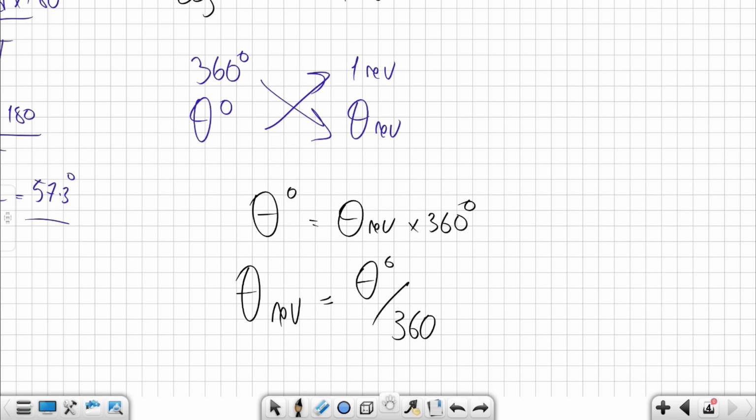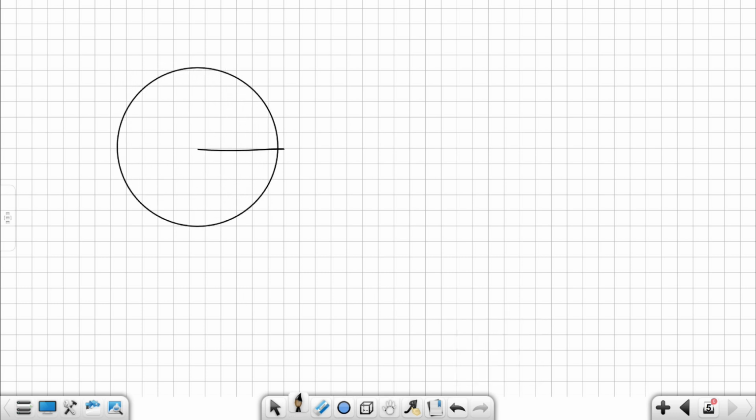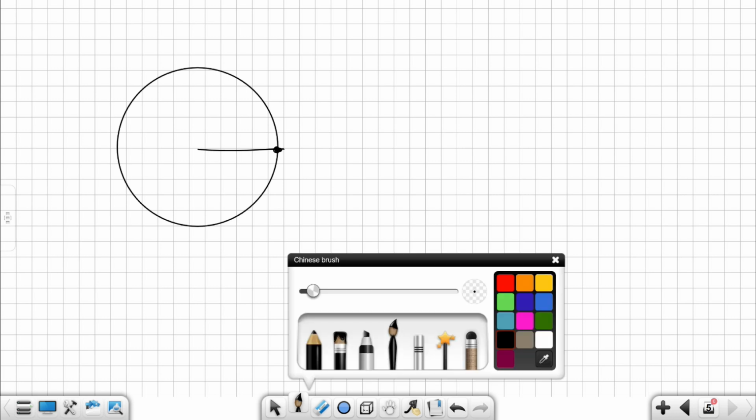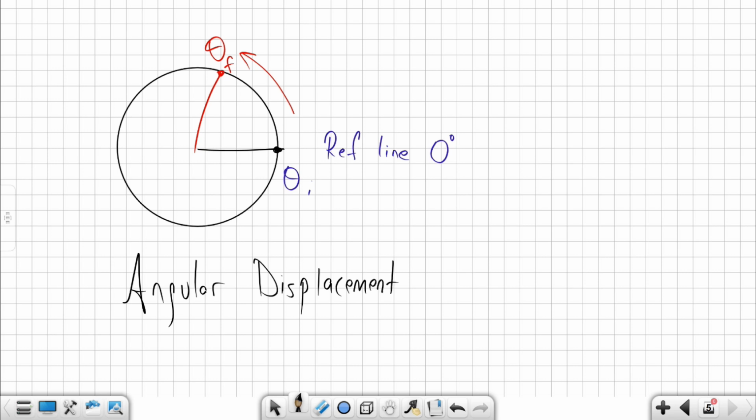Now let us talk about angular displacement, angular speed and angular acceleration. If an object moves in a circular path, let's say the object is here exactly. In linear motion, we had a reference point. Here we have a reference line, so that's why it is called 0 degrees. Let's say this is theta initial of an object and it rotates in the counterclockwise direction. It will come to this point, which is its final angular position. We will call this one angular displacement. So angular displacement simply is the change in angle, theta final minus theta initial.